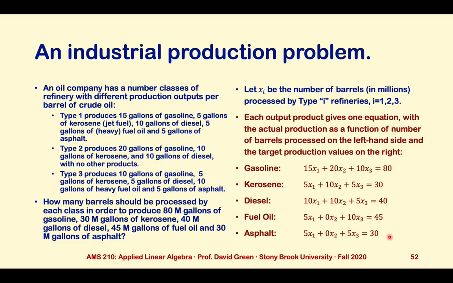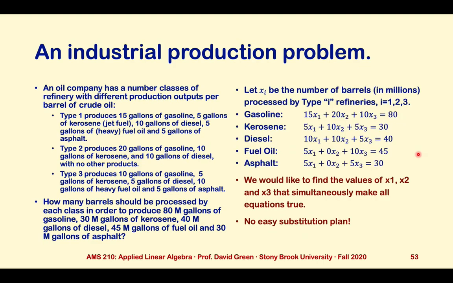So 5 equations for each of the 5 output products, where every equation has the same form of a constant times the first variable, a constant times the second variable, and so on. And our targets are on the right-hand side. So in summary, this is now our model that we've written down, where xi is the number of barrels processed by each type of refinery, and our 5 equations for our 5 outputs.